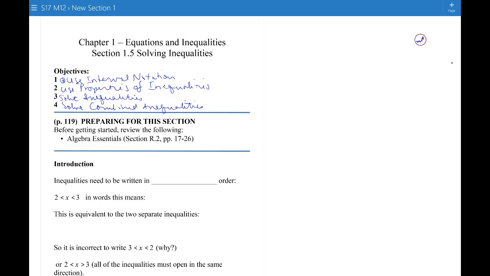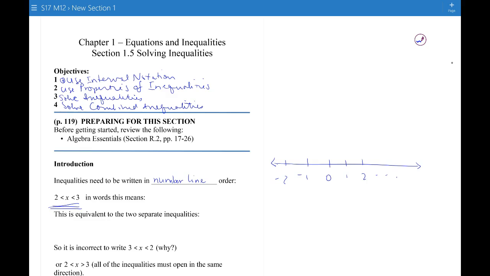So inequalities need to be written in number line order. And if you don't think in terms of a number line, let me encourage you to do that, where these are the positive integers, the negative integers, the arrows represent going on infinitely, and it's just a really helpful thing to think in terms of a number line. And when we say graph the solution set of an inequality in one variable, you're going to use a number line to graph it. So if we write this inequality, 2 is less than x is less than 3.